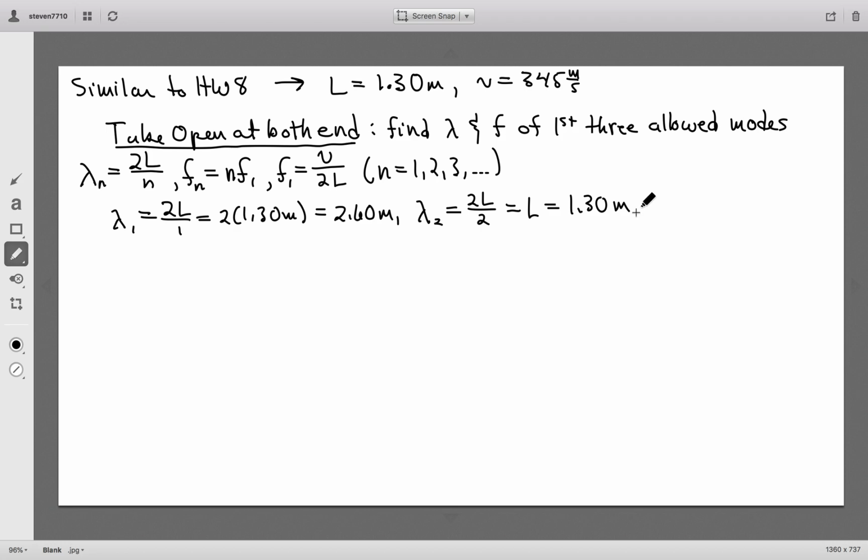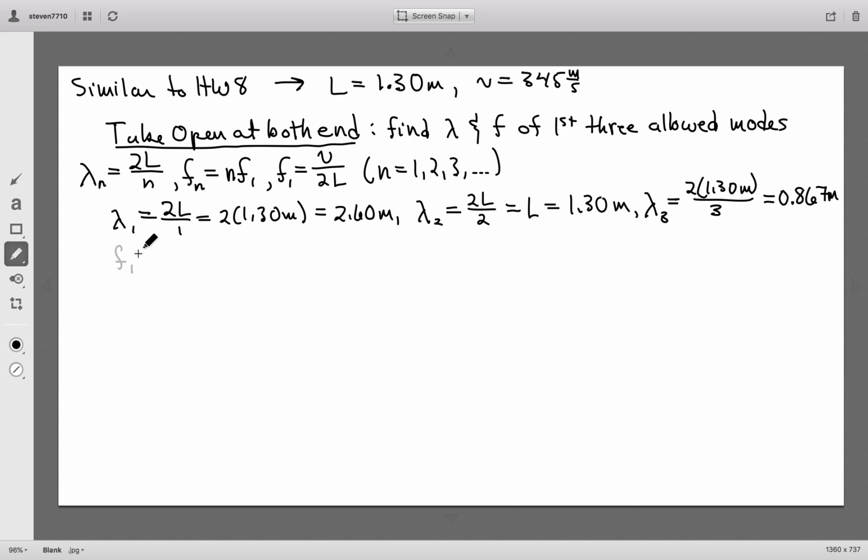And lambda 3 is 2L over 3. So I'll just put in the 1.30 meters over 3, and if you do your work, you get 0.867 meters.